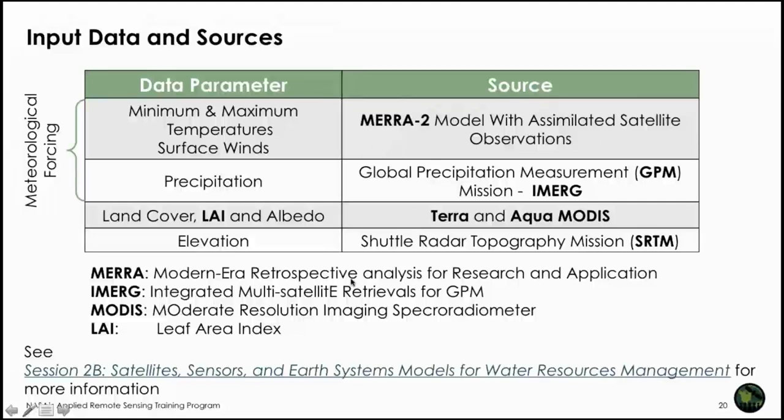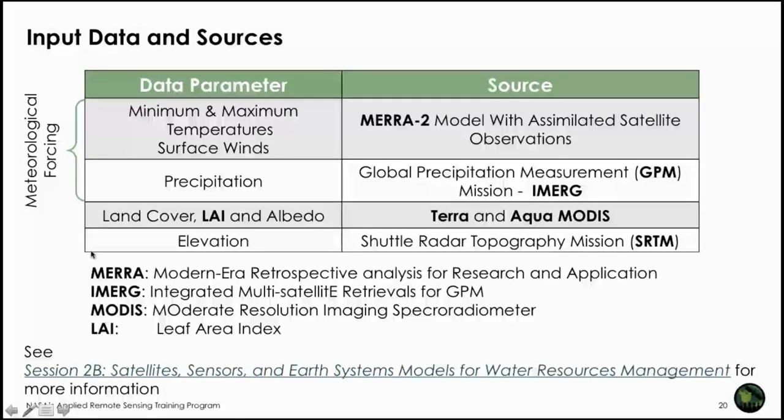MERRA-2, which is Modern-Era Retrospective Analysis for Research and Applications, provides assimilated data, and that provides temperature and winds, and we will see that in a demo. There is precipitation that's available from a recent satellite, which is the Global Precipitation Measurement mission, or GPM. The precipitation product is known as IMERG, as we will see in the next few slides. These are available not only on a daily basis, they're available in near real time.